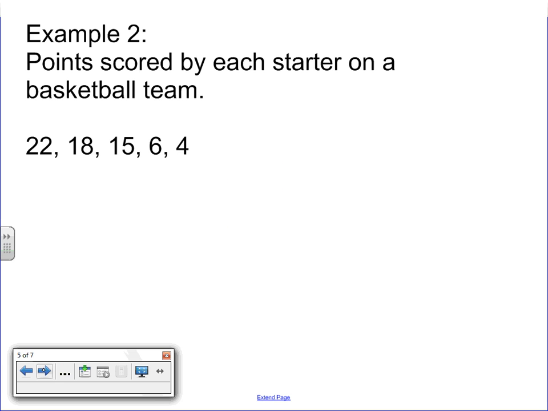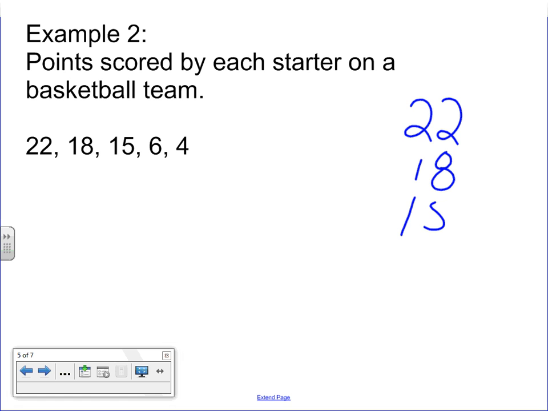Another example looks like this. The points scored by each starter on a basketball team. We've got 22, 18, 15, 6, and 4. Sometimes when we get to doing this stuff, you might not be able to just add them all up in your head. So it might help you if you add them up by writing it out like this: 22, 18, 15, 6, and 4. If you can add them in your head, that's great. But if you can't, you need to write it out like that. 2 plus 8 plus 5 is 15, plus 6 is 21, plus 4 is 25.